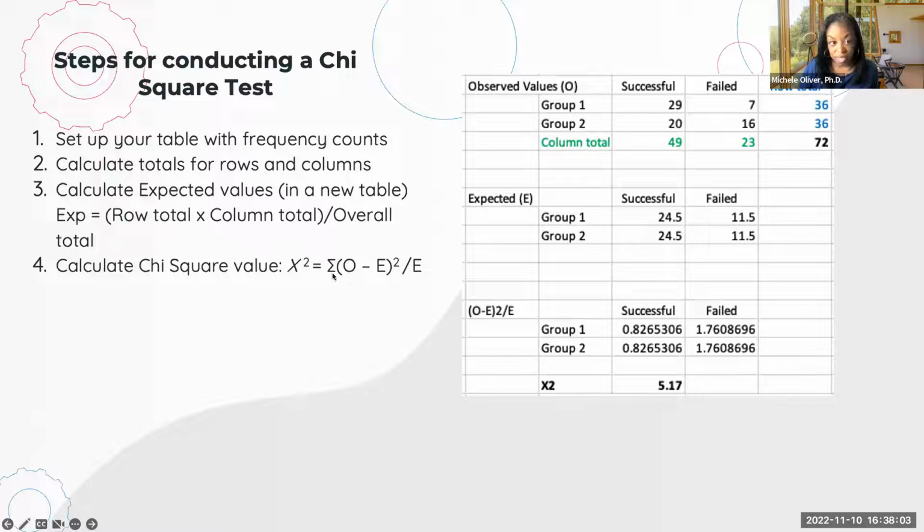So I did that separately, and then I just sum them. I just add them all up, and that chi-square value is 5.17, okay? So I just apply this: observed minus expected, square it, divided by expected, and I just put those in each of those cells, copy and paste the formula, and then I just add them all up to get this 5.17, okay?